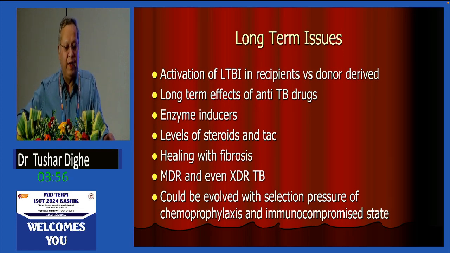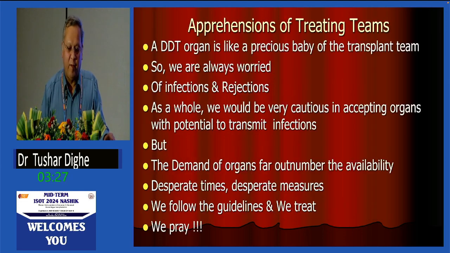Long-term issues will be latent tuberculosis in the recipient versus donor-derived. What is it? We don't know. The long-term effects of anti-TB drugs, they are enzyme inducers. We have levels of steroids and TAC to be monitored. All these lesions will heal with fibrosis, so there will be some problems with lung function. And we can even induce MDR or even XDR TB with the use of chemoprophylaxis. It can evolve with selection pressure because of chemoprophylaxis and the immunocompromised state.